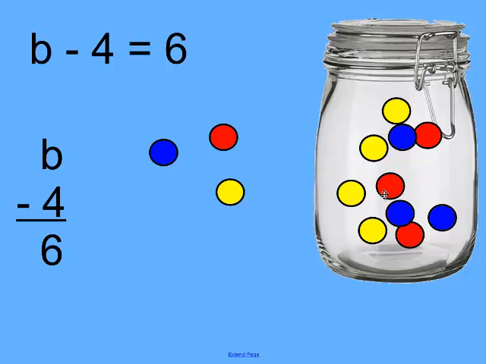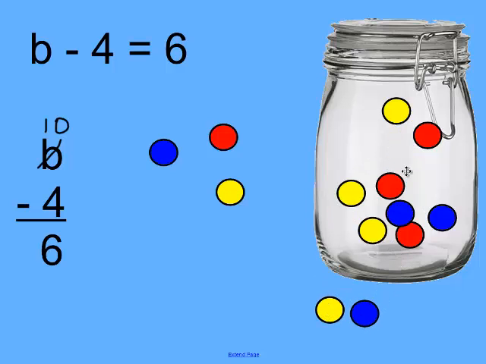There's 4, 5, 6, 7, 8, 9, 10. So this tells us that we started with 10. So if we write 10 up here, let's check it and make sure it makes sense to us. If we start with 10, we take 4 away, we're left with 6. Okay? That makes sense. Let's test it again. There's 10. Let's take the 4 away.